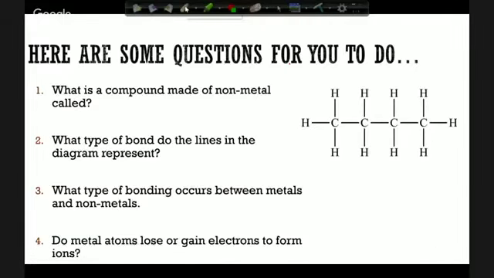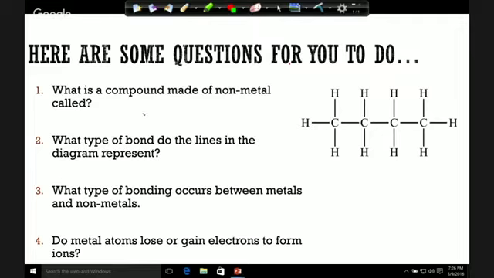Okay, let's go through these questions then. What is a compound made out of non-metals called? That is a molecule. What type of bond do the lines represent in the diagram?